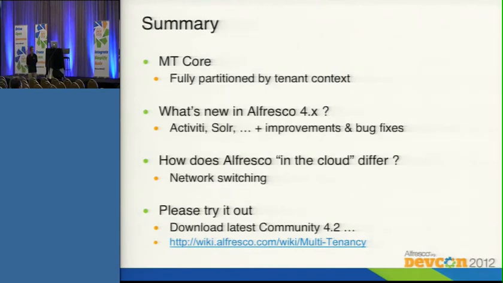And in terms of Alfresco 4, we've multi-tenant enabled things like Activiti, the workflow engine, and Solr. Various improvements and bug fixes have come in, especially as we've worked more on the cloud services. The network switching is the big difference for the cloud. And if you haven't had a chance to try it and you're interested, it's very easy to download and install locally, and just create your first tenant or a few tenants, and you can see it in action. There's some information on the wiki, or come and talk to me later on.